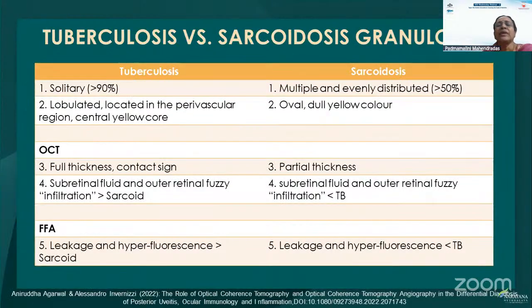How are we going to differentiate tuberculosis versus sarcoidosis? Tubercular granuloma is mostly solitary in 90% of the cases. Sarcoidosis have multiple or evenly distributed granulomas. TB is lobulated, located in the perivascular region with central yellow core, whereas sarcoid is oval, dull yellow in color. OCT shows full thickness and contact sign as we saw in the case example. Sarcoidosis is a partial thickness one. On FFA, leakage and hyperfluorescence are more in TB compared to sarcoid, whereas it is less in sarcoidosis granuloma compared to TB granuloma.